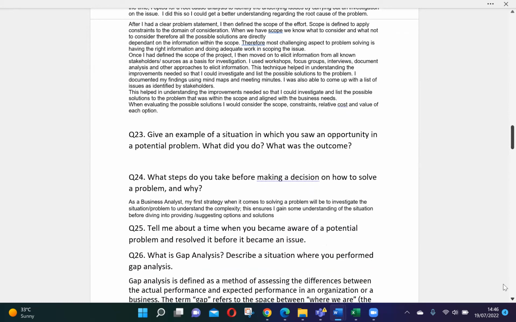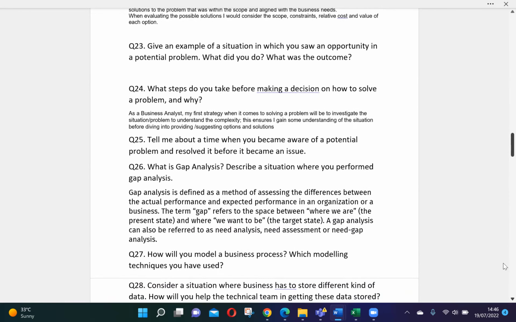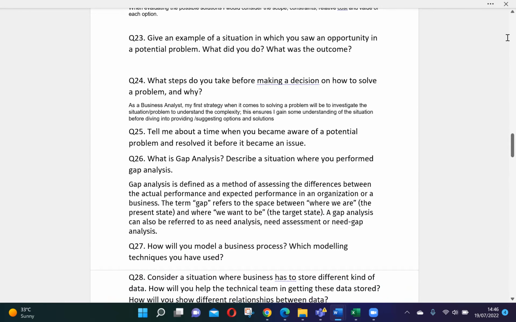Give an example of a situation in which you saw an opportunity in a potential problem. Let me give you some ideas or tips that you can think of. Give an example of a situation in which you saw an opportunity in a potential problem. What did you do? What was the outcome? You can think from the system or application perspective, where any particular issue was coming in the system, and that problem was highlighted by the customer.